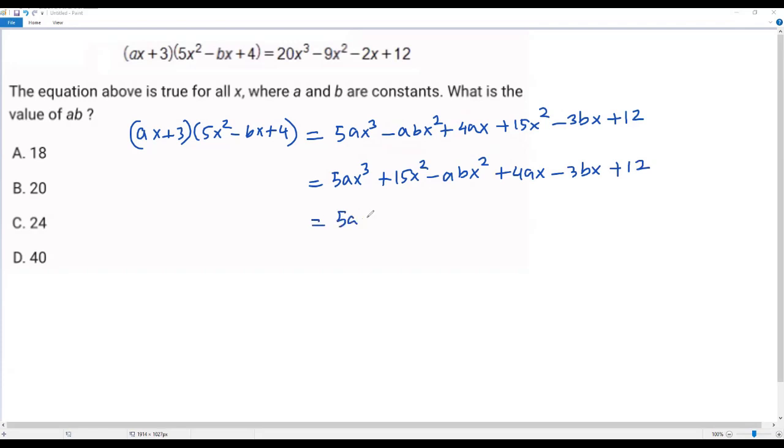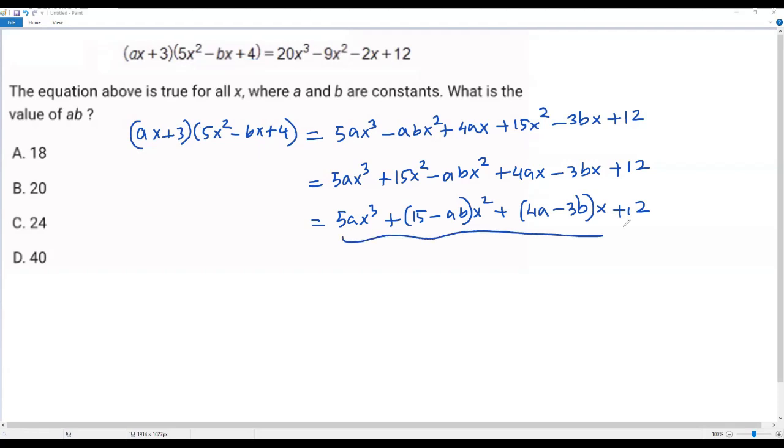Okay, now 5ax³. So here we can factor x² out. Then I'll have only 15 in the first term and −ab in the second term. So x² is factored out. And we can factor x out in this one. Then I'm getting (4a − 3b)x + 12. Now on the left side, I just multiplied the binomial ax + 3 and the trinomial 5x² − bx + 4, and I got a cubic polynomial over here.